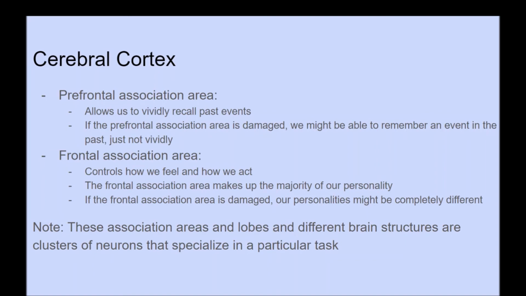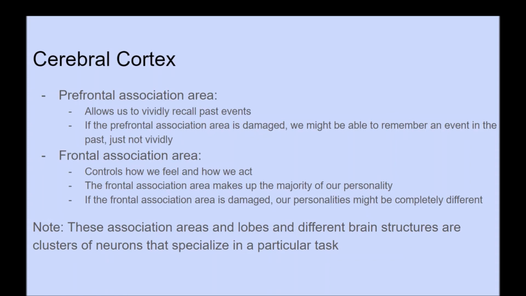The frontal association area makes up the majority of our personality. If the frontal association area is damaged, our personalities might be completely different. You might have heard about this with the story of Phineas Gage, who was the train worker who had the iron rod go through his head, and it damaged his frontal association area, but he survived, and after that, his personality was completely different.